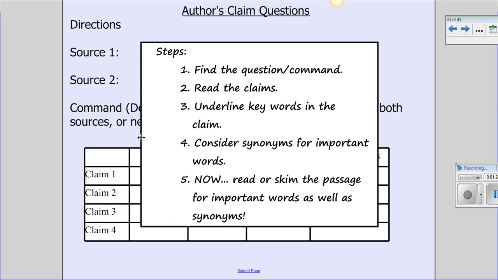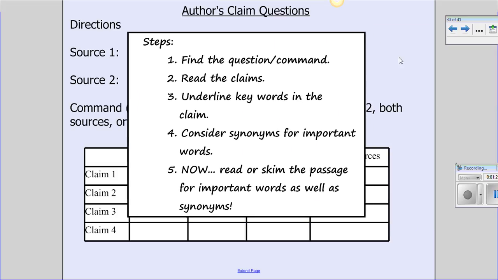So here are the steps that you'd want to follow when answering an author's claim question. Please write this down in your notebook. The first thing is to find the question or command. The second thing is to read the claims, then underline keywords in the claims, and then consider synonyms for the important words. Then you will read or skim the passages for important words as well as synonyms. Please write this down and restart the video once you have done that.